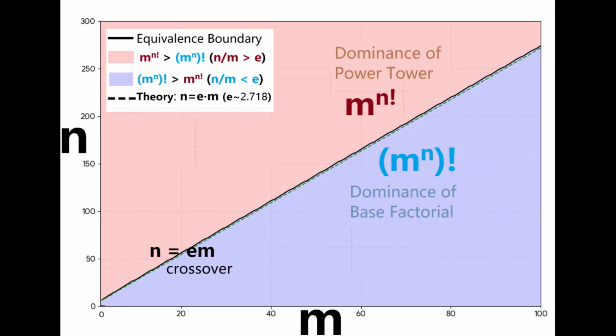Take a look at this phase diagram, our map of impossible numbers. This map tells us exactly who wins the battle of the gigantic exponents. The red zone? That's where m to the power of n factorial dominates. The blue zone? That's where the factorial of m raised to the n reigns supreme. And that black line? That's the equivalence boundary, where the victor flips.